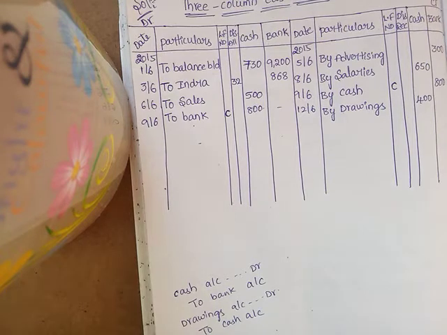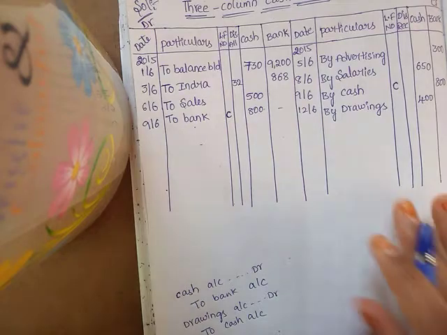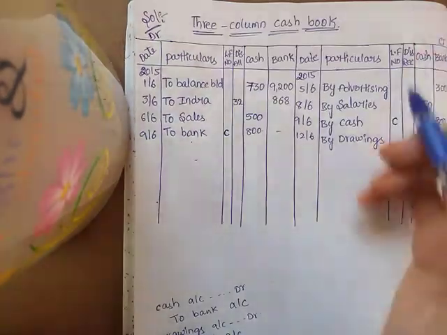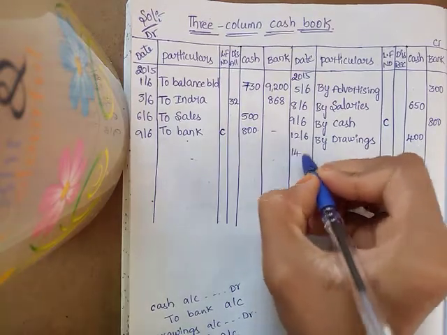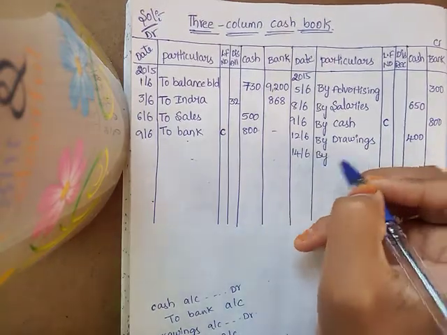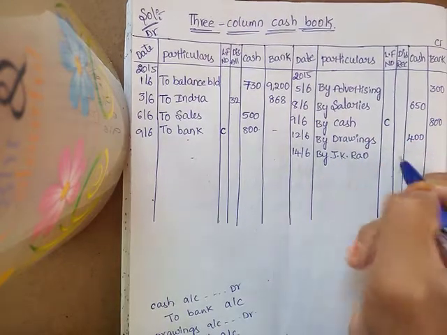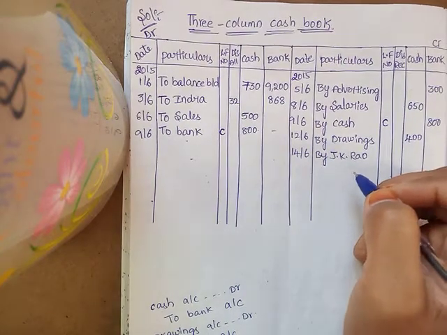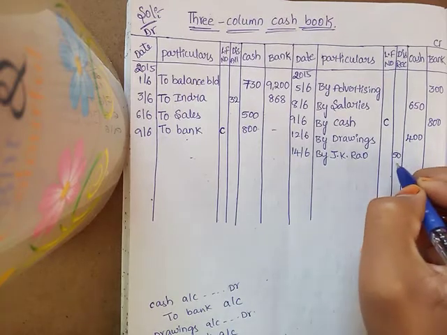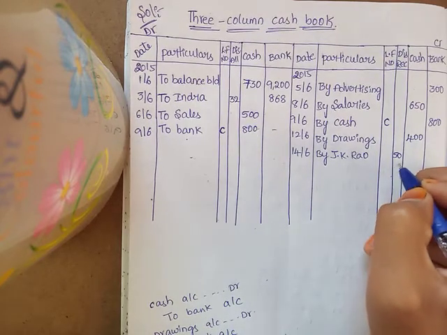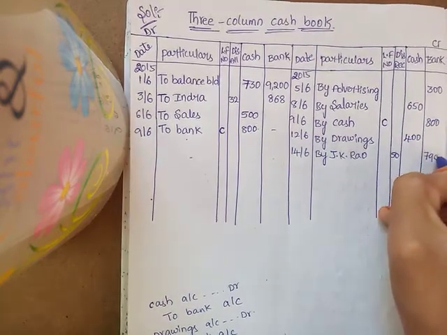Next is issued check in favor of JK Rao, discount received. Whenever discount received is mentioned, it automatically comes under the credit side. On which date? On 14th. By JK Rao, discount received is how much? 50 rupees. And the amount is rupees 790. Check now, bank column rupees 790.